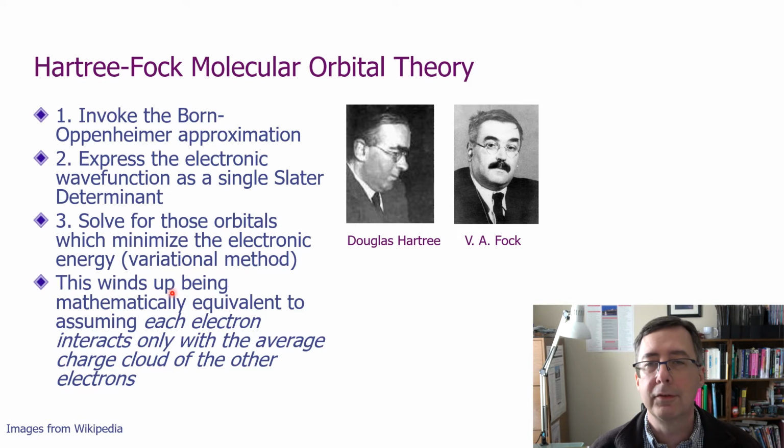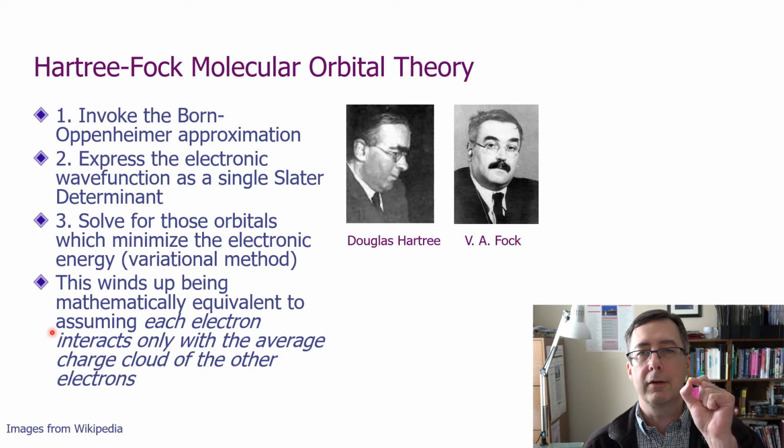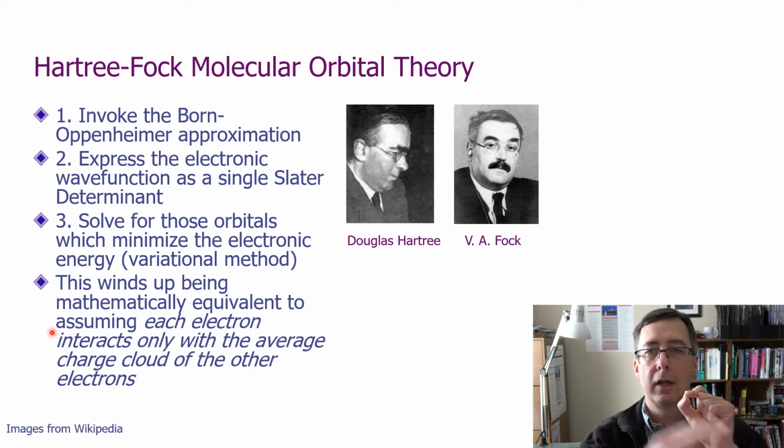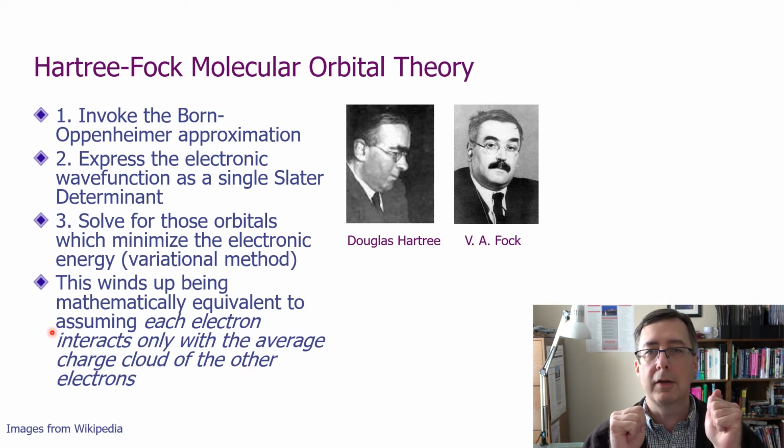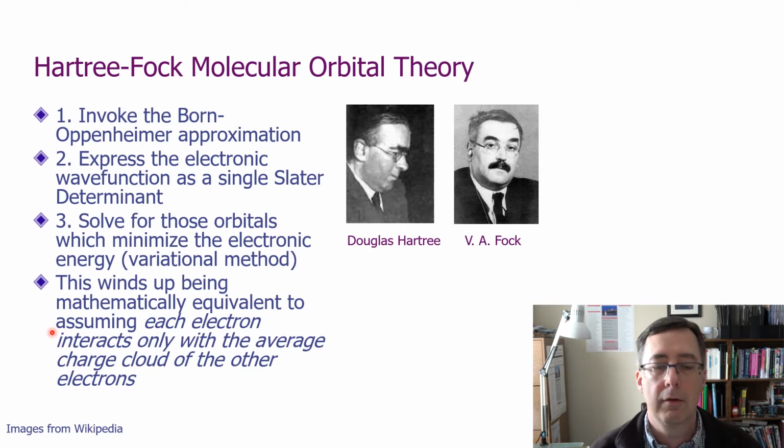And it turns out this is not obvious at all, but with a little bit of work, you can wind up convincing yourself that this procedure is the same mathematically as assuming that each electron feels the average electron distribution of all the other electrons. Okay? And so the electrons do interact with each other in Hartree-Fock theory, but only in a kind of washed out, averaged out sense. You miss instantaneous correlations of electrons. So it's not going to be perfect.